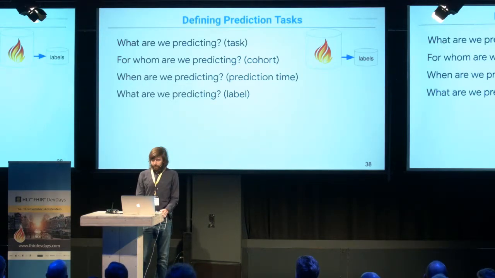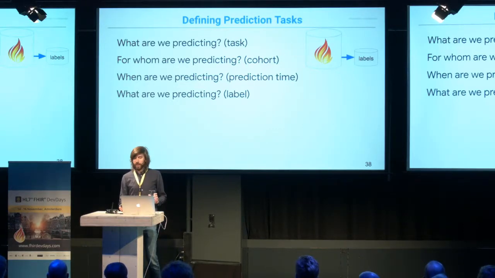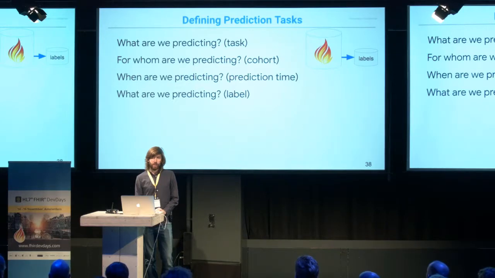Then we have to decide exactly what we're going to predict and how. There are really four questions that you have to start answering when you're thinking about applying machine learning to a problem. First, what at a high level are we predicting? Who are we predicting it for? That's the cohort. Then, at what time are we predicting, because that could influence the task in various ways. And then, what's the actual value of the thing that we're predicting for the specific patient at the specific time?